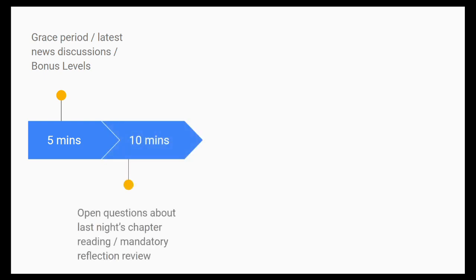So let's just go over the final breakdown of how the class will usually flow. This isn't a mandatory timetable, but it is what I'll try to keep us to. The first 5 minutes is usually a grace period where we either discuss news, the latest information out there in economics, or a bonus level. After that, we spend maybe around 10 minutes going over last night's reading, or open questions about last night's reading, or the mandatory reflection.